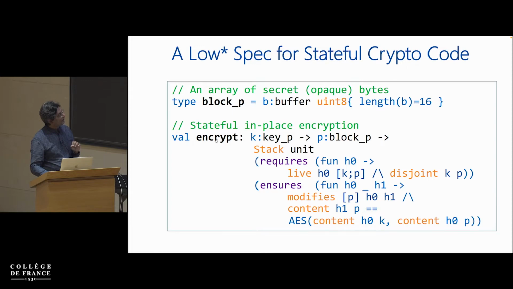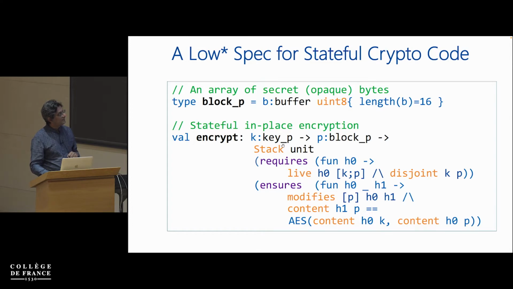So then we have this encrypt function. Think of this as AES encryption. The type for the encrypt function is that it's going to take a key, which is again going to be a pointer to a key, a type something like this. It's going to take a plain text block, and it's going to do in-place encryption of this P. So it's going to replace the contents of P with the ciphertext. So here the post condition, the result type of this, actually has an effect.